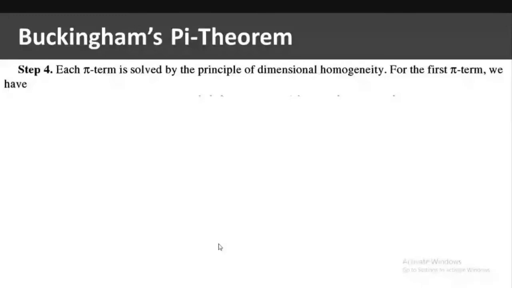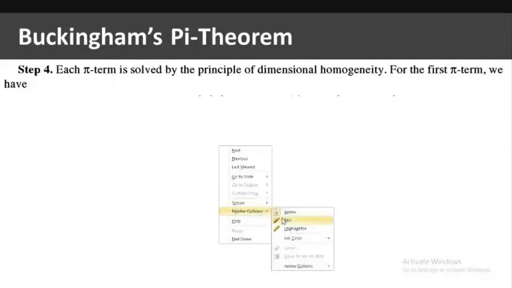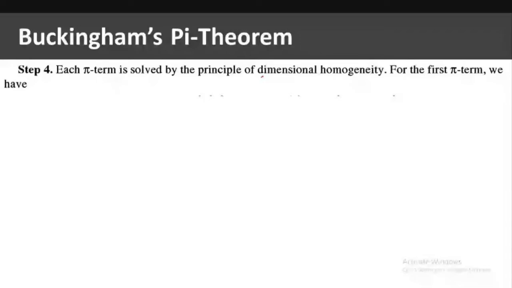Then in step 4, the pi 1, pi 2 and pi 3 equations that we have formed, we have to solve individually, assuming their dimensional homogeneity. So what is dimensional homogeneity? Dimensional homogeneity means the dimensions of the left side and the right side are the same. So what is the dimension of pi 1? It is a dimensionless number, so its dimension is M⁰L⁰T⁰.